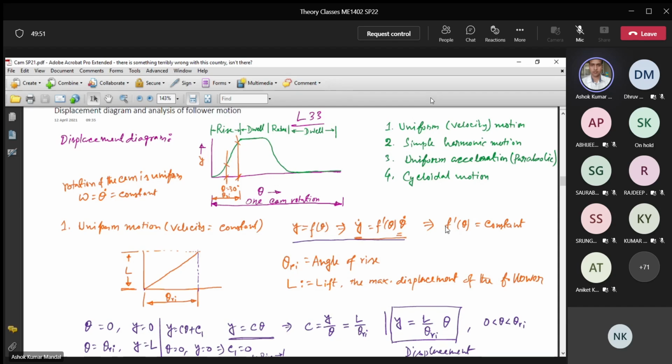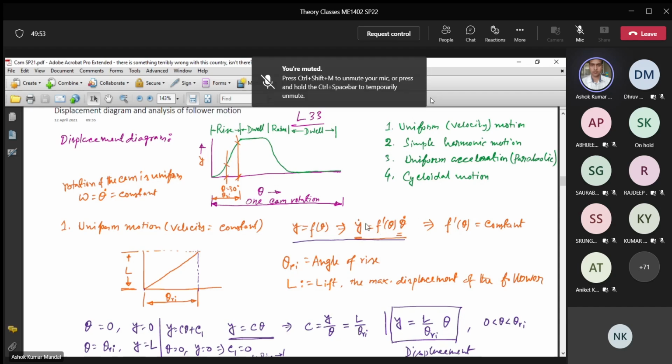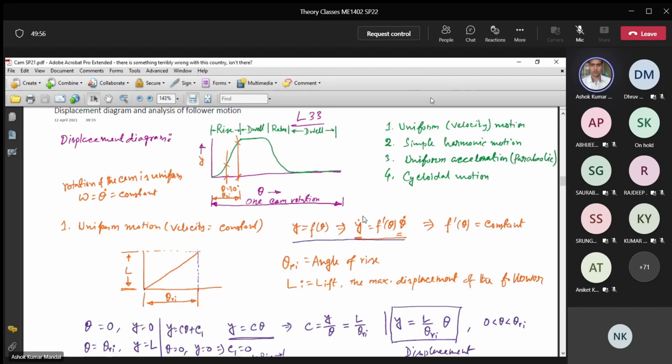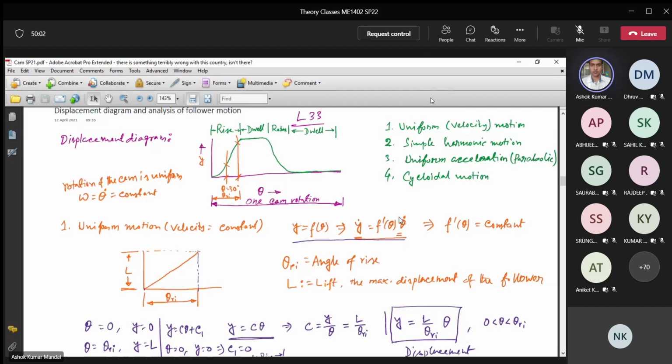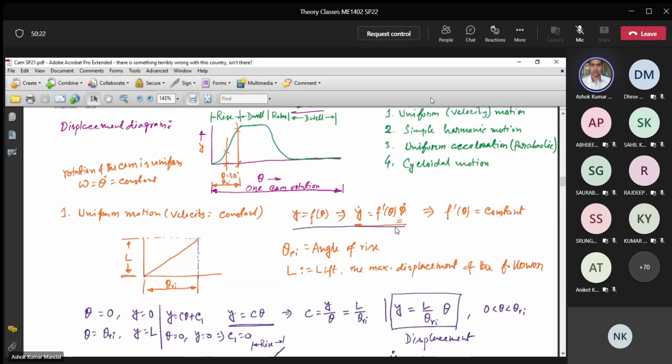Now for uniform velocity, y dot is the velocity of the follower, and that means this must be equal to a constant. Already we said that theta dot is a constant, because the cam is rotating with uniform angular velocity. This is the angular velocity of the cam. That means f dash theta has to be a constant if we have a uniform velocity motion of the follower.